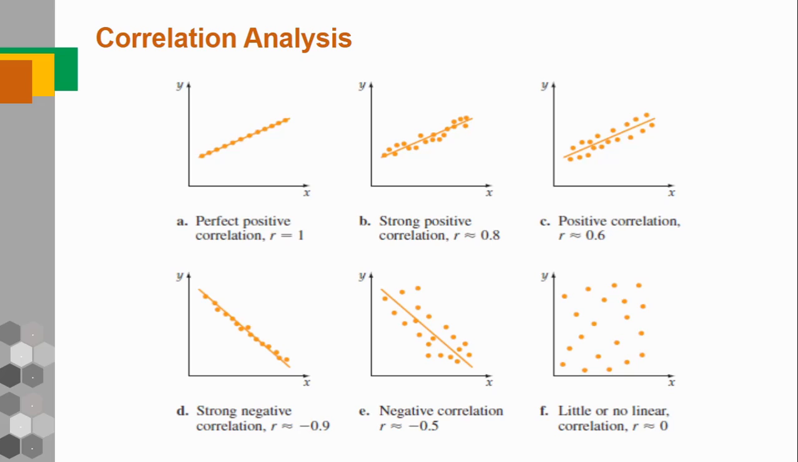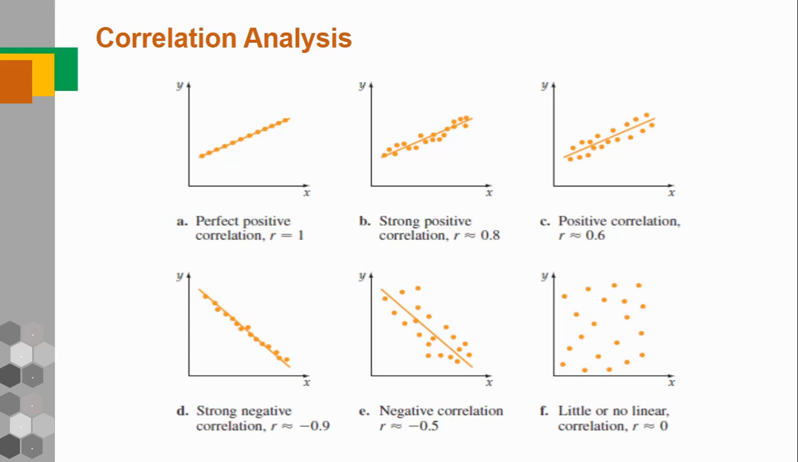Okay, so from these scatter plots, we can observe that as R gets closer to either -1 or +1, the data points also get closer to the best fit line. And as R gets closer to 0, the data points spread apart, away from the line.